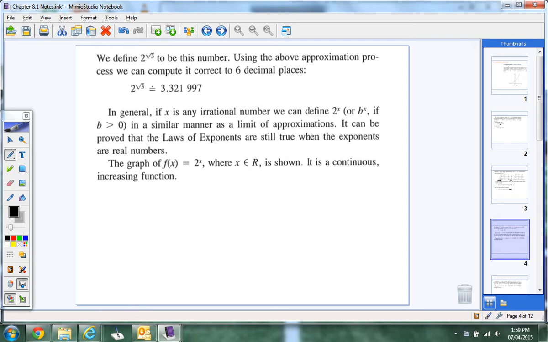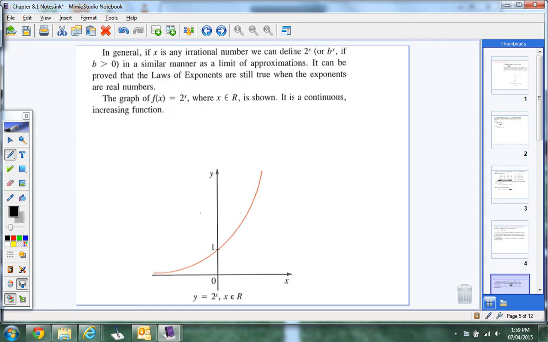So whenever we get something like this, it's going to be an approximation because we're not going to be able to get it to the exact number unless you leave it. Okay? All right. So it can be proved that the laws of exponents are still true when you're using them. So we can still do our laws of exponents with it, and we'll get to that when we're actually doing examples rather than just explaining it.